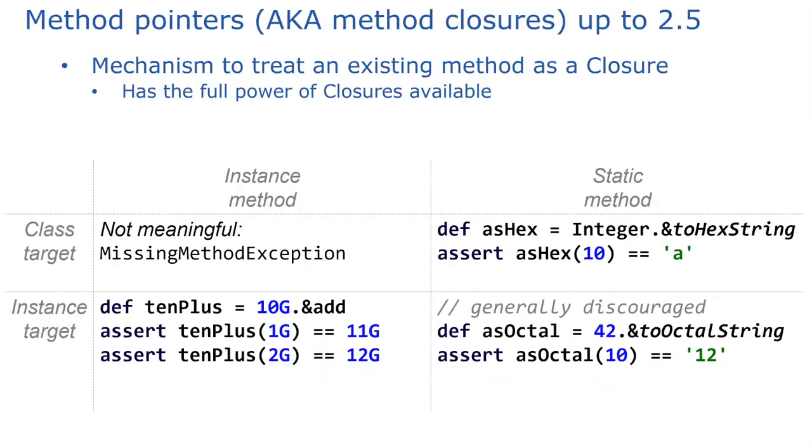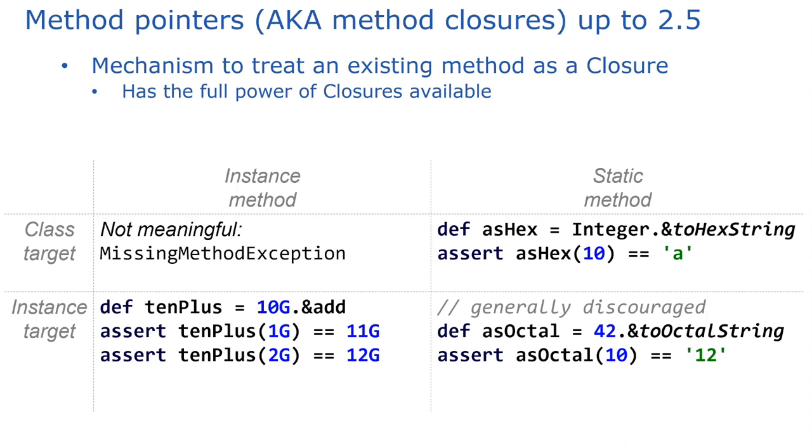Method closures. So the ampersand operator has been available for a long time, and there's a table there with 2 rows of 2 columns. If I look at the static method with class target, I've got an asHex method there, which is what I'm doing is I'm going to the Integer class and I'm looking at its toHexString method, and I'm saying return that to me as a method closure, a method pointer, if you like.